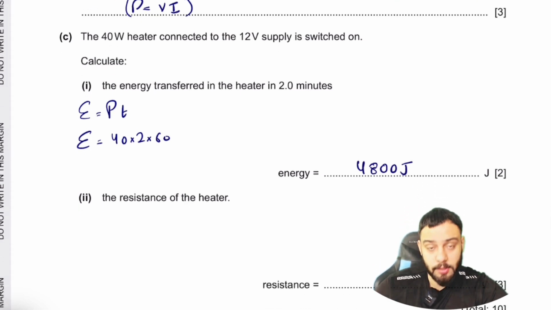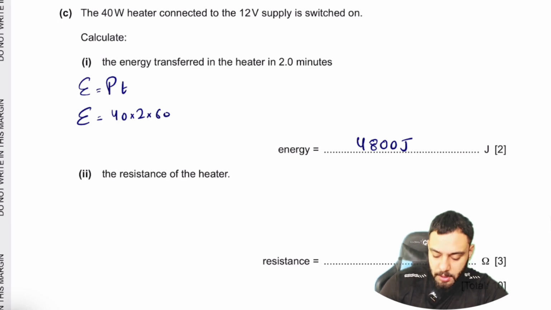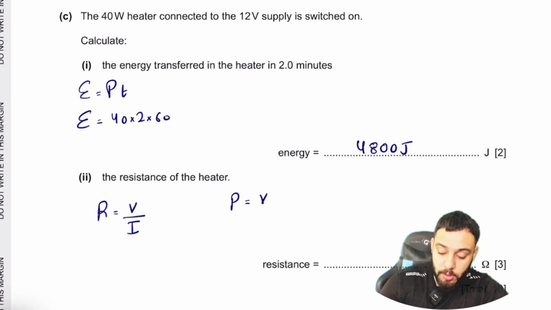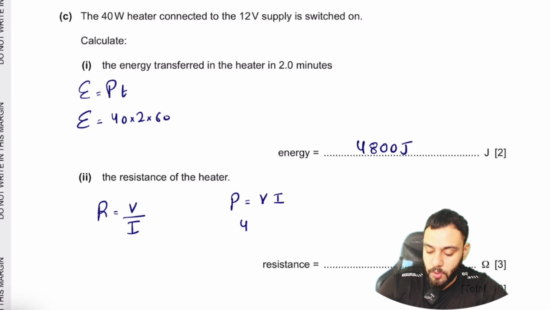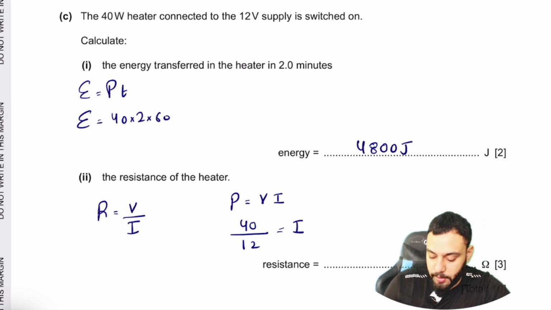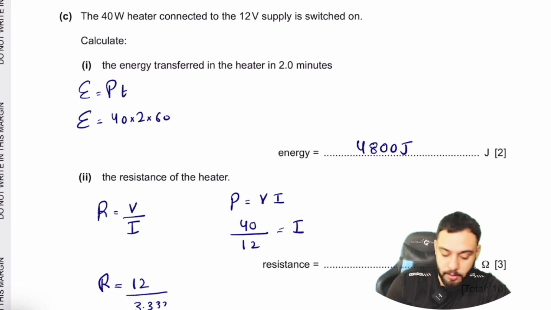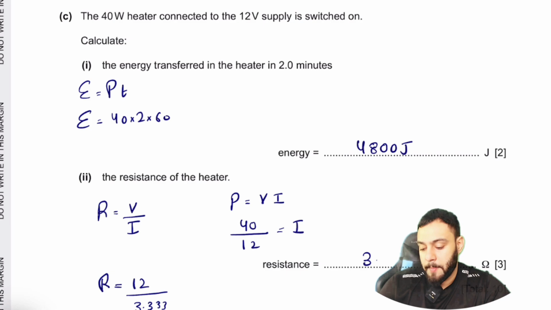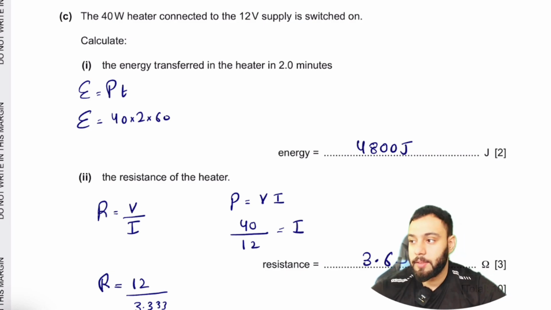Last but not least, the resistance of the heater. Resistance is the ratio of voltage to current. Over here we are not given the current, but we have the power, so we can use power equals VI to calculate the current first. 40 is the power, voltage is 12. I get the current, 40 divided by 12, which is 3.33. Then I can use this value to get the resistance. So 12 divided by 3.333 is 3.6. So the resistance is going to be 3.6. That's it for question number 6.